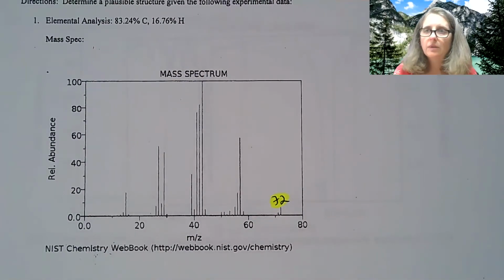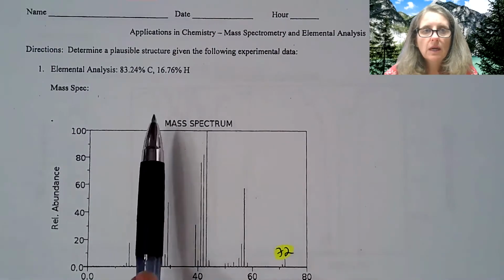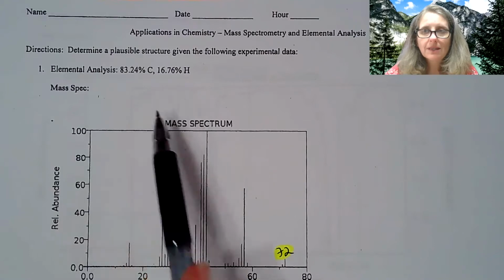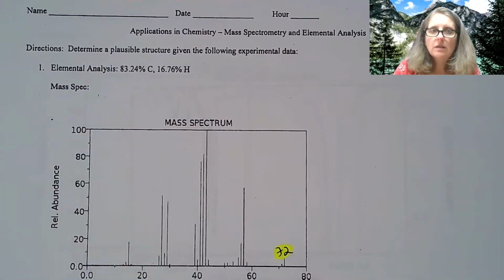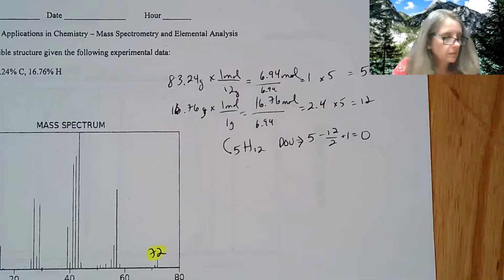You're going to see after we get through this, I'm usually just going to give you the molar mass peak. So it's 72, and I'm giving you the percentage of carbons and hydrogens. See if you can calculate what the formula is. I'll come back and show you the answer.